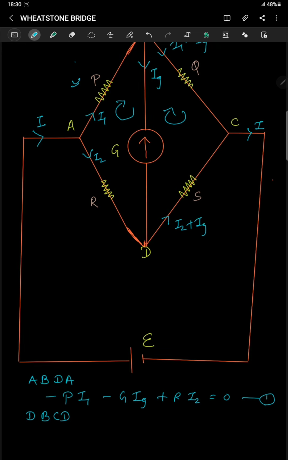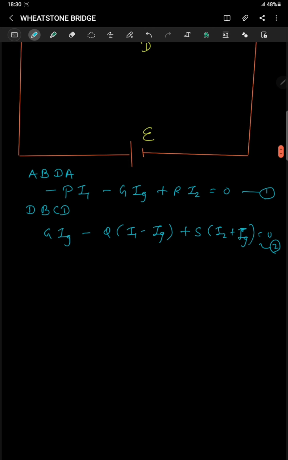If I go for B, C, D, B, then in the galvanometer you see current is coming down but I am going up. So opposite direction, it will be positive, G Ig. Then for Q, my direction and current direction are the same. So minus Q into (I1 minus Ig). Then for S, my direction and current direction are opposite. So I write plus S into (I2 plus Ig) is equal to 0. So this is equation 2.